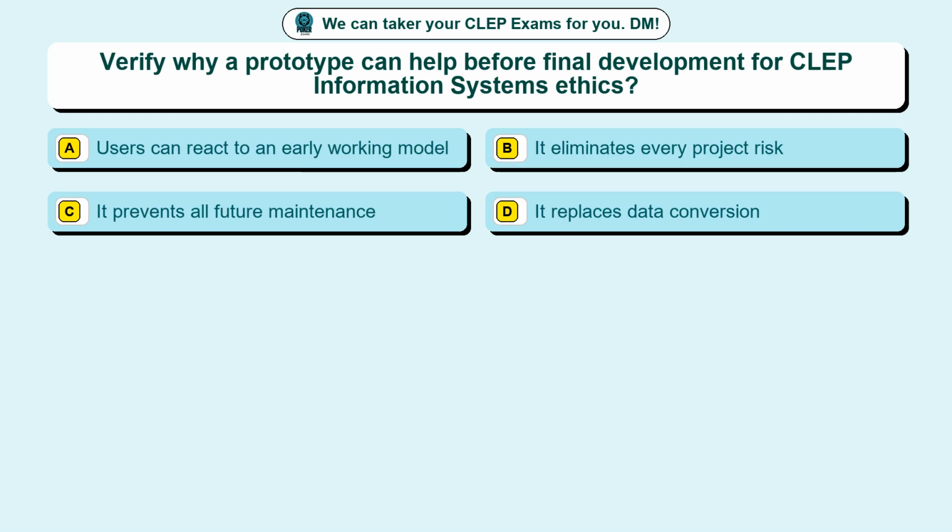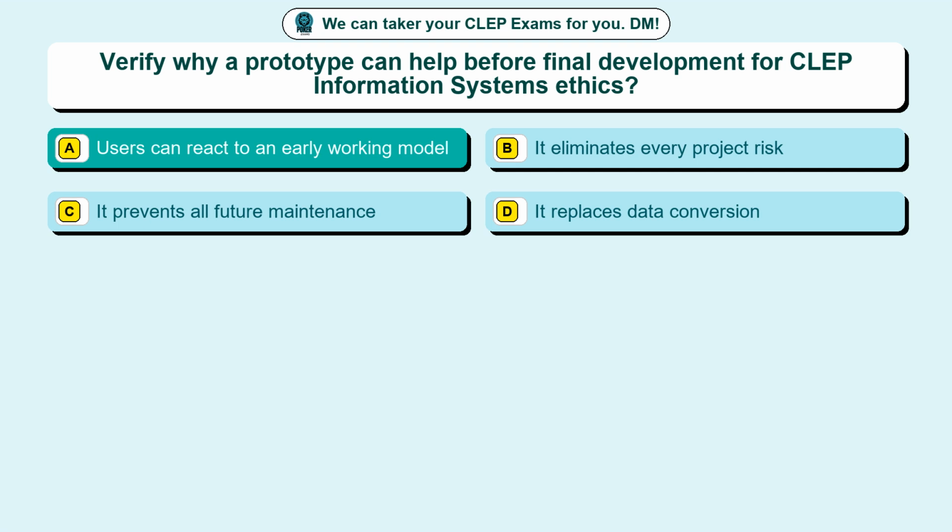Question 68. Verify why a prototype can help before final development for CLEP Information Systems ethics. Option A. Users can react to an early working model. Option B. It eliminates every project risk. Option C. It prevents all future maintenance. Option D. It replaces data conversion.